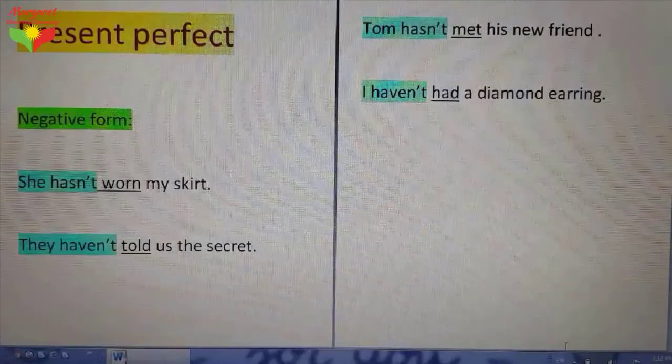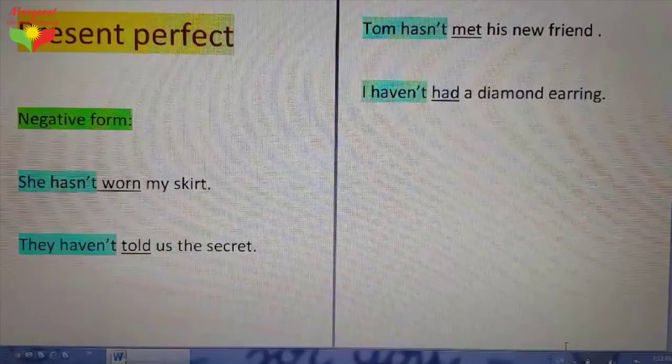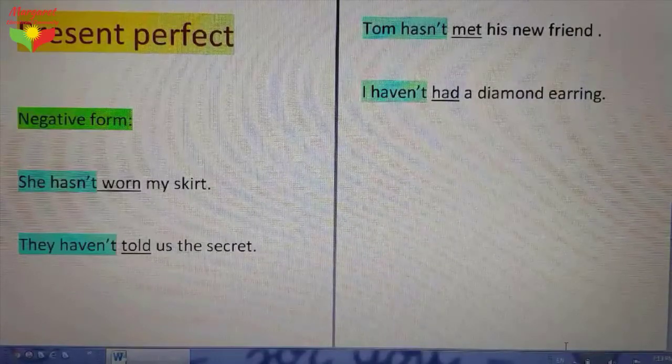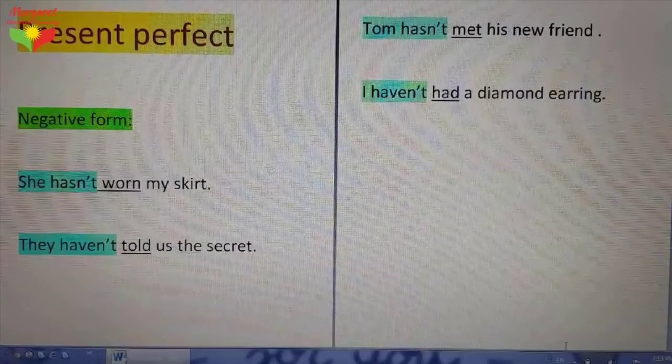Come on, think about it. It comes from where? W-E-A-R.